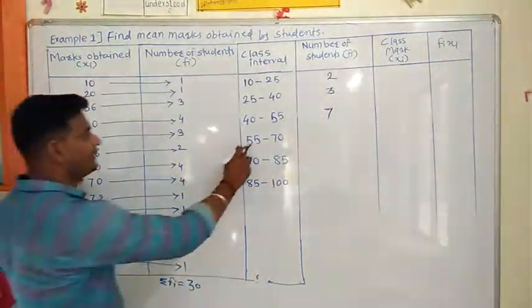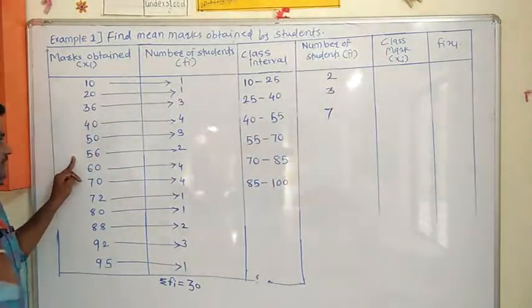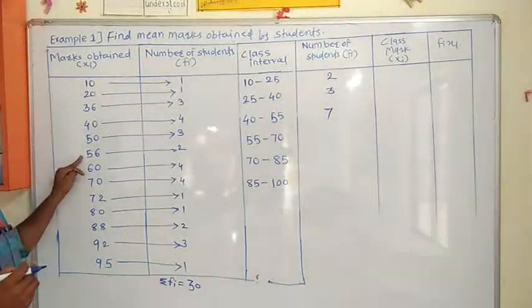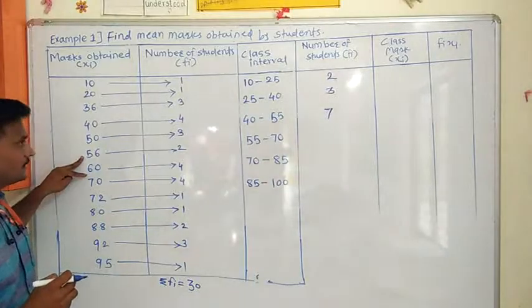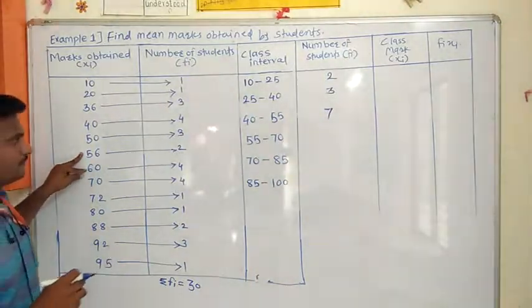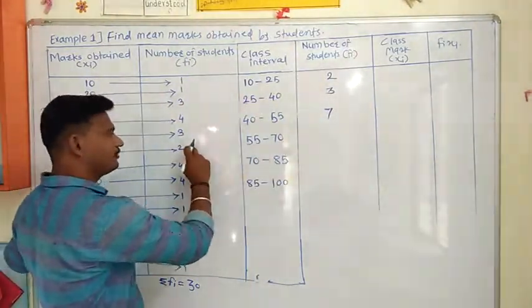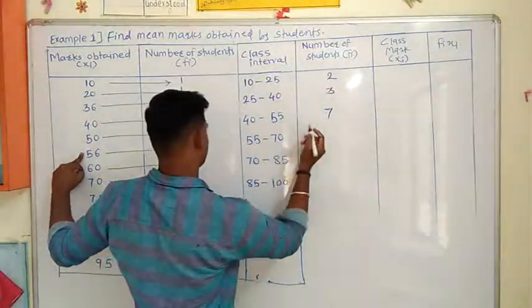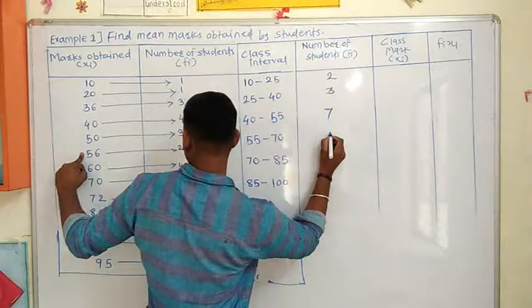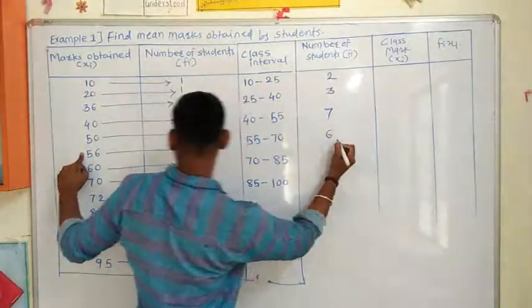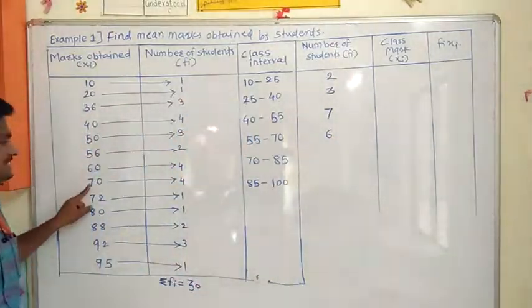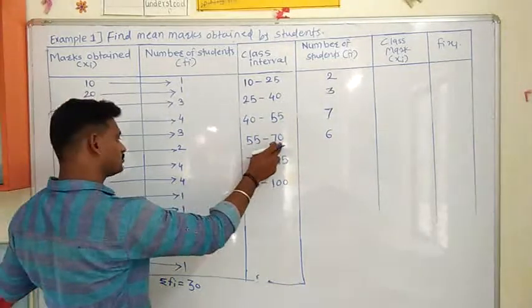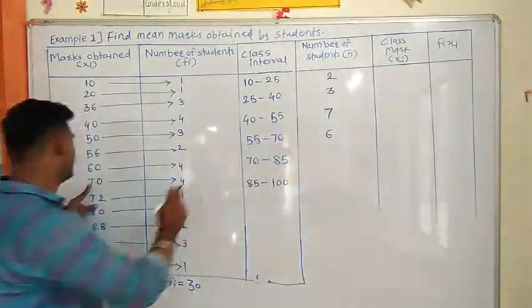And after that, 55 to 70, how many students are there? See here, this 56 and 60, these two marks will come in this interval. Therefore, we have to consider these students: 2 plus 4 is equal to 6. And don't consider 70 in this group because 70 here is the upper limit.